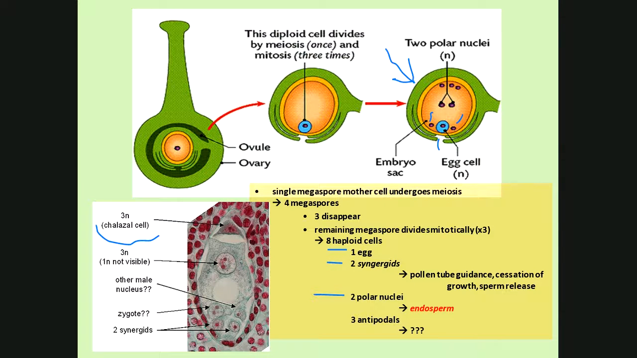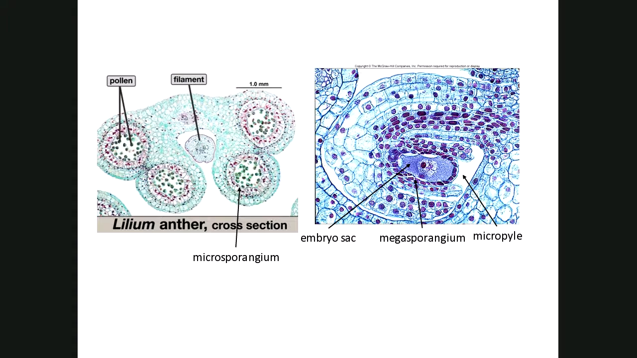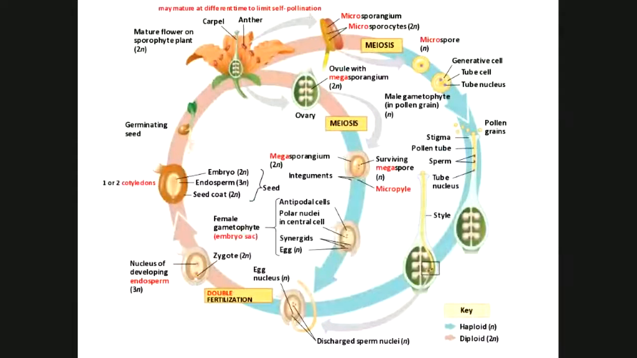We know what the synergids do. We know what the egg cell does. Obviously, that gets fertilized. Let's go back to those polar nuclei and talk about what these guys do. During the process of fertilization in an angiosperm, we call it double, not single, double.